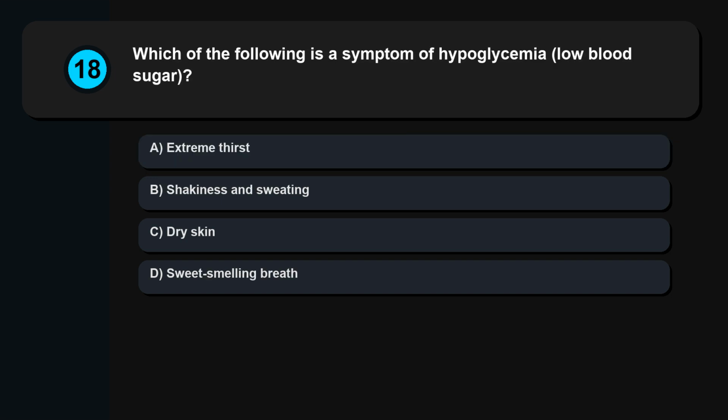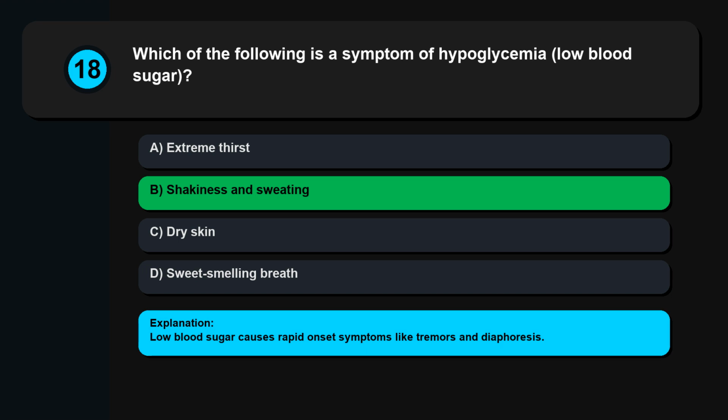Question 18. Which of the following is a symptom of hypoglycemia, low blood sugar? Extreme thirst, shakiness and sweating, dry skin, sweet-smelling breath. Low blood sugar causes rapid onset symptoms like tremors and diaphoresis.